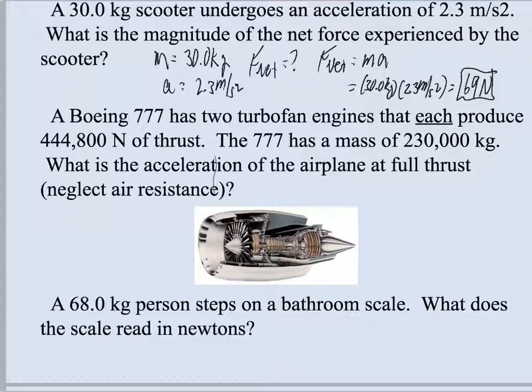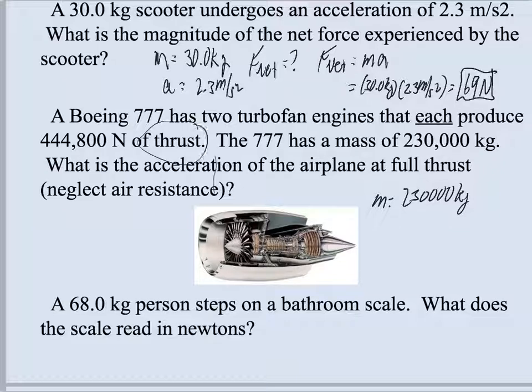Pretty straightforward, I think. A Boeing 777 has two turbofan engines that each produce 444,800 newtons of force, of thrust. The 777 has a mass of 230,000 kilograms. What is the acceleration of the airplane at full thrust? And we're supposed to ignore air resistance. So they give us the mass at 230,000 kilograms. They give us the thrust.